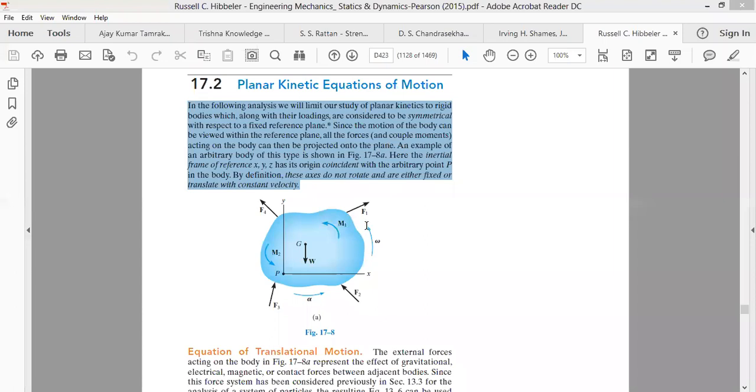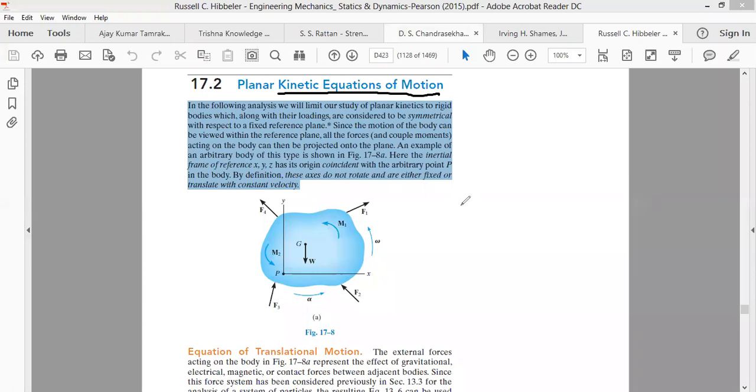Now, before we go ahead in understanding the kinetics of a rigid body, kinetics is all about understanding the motion of a body. In kinetics we obtain what we call the equations of motion. Using the kinetic principles we obtain the equations of motion that define the motion of a body.